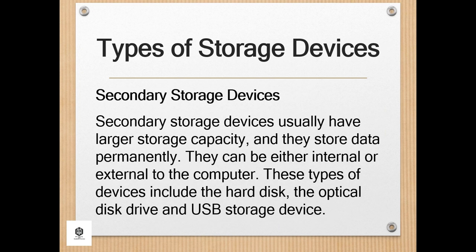Next, the secondary storage devices. Secondary storage devices usually have larger storage capacity and they store data permanently. They can be either internal or external to the computer. These types of devices include the hard disk, the optical disk drive, and USB storage device.